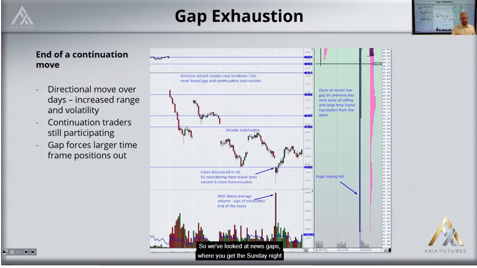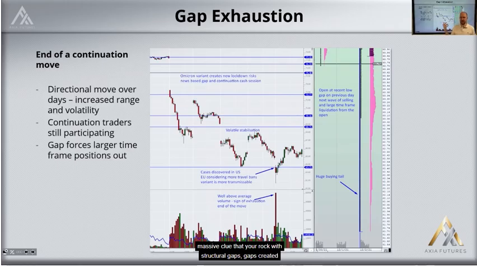So we've looked at news gaps where you get the Sunday night gap up, continuation. The importance on a gap like that, and I'm going to break these down for you in a moment, is being willing to act immediately and taking that risk early on. With news gaps, it should not go against you straight away. The idea is you should go straight on side. If you don't, that's a massive clue that you're wrong.